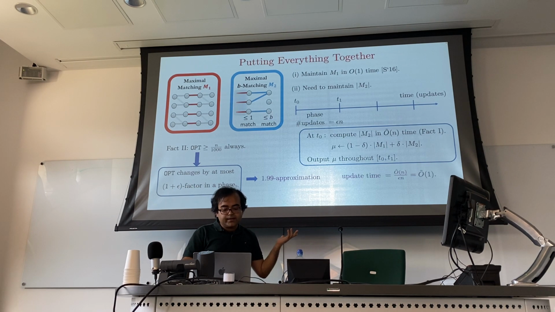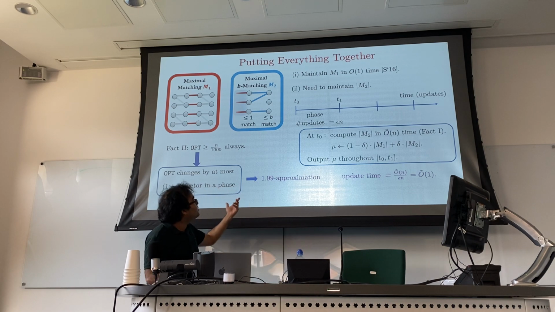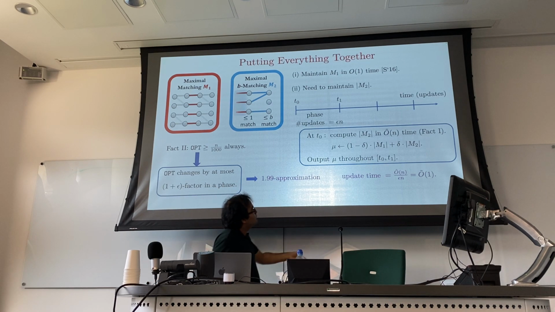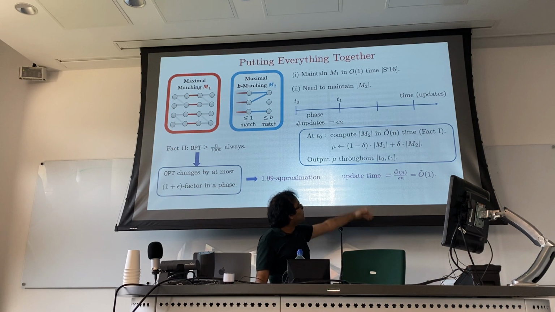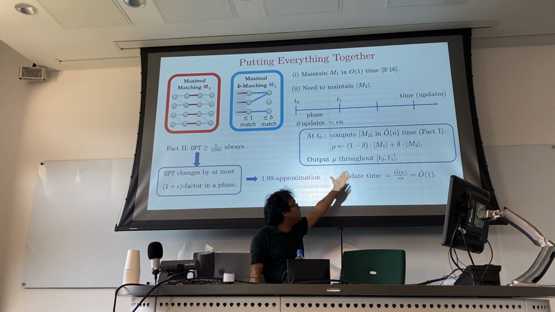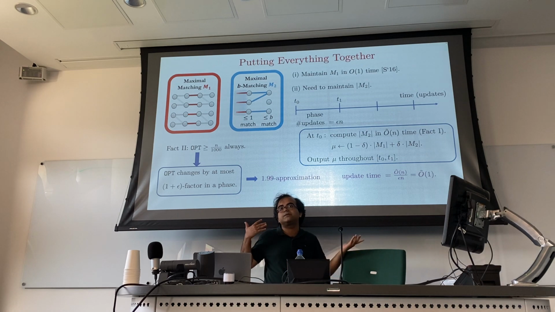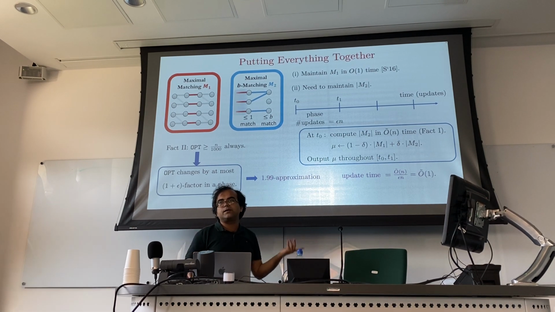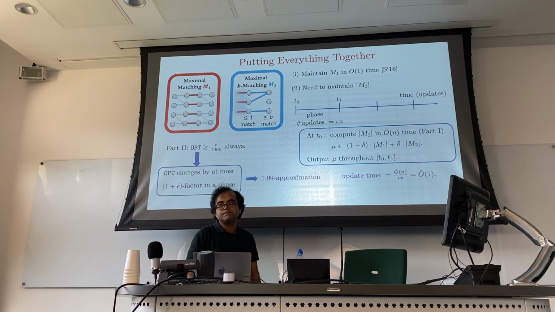And now what is the update time? Okay, M1 we are already maintaining. So what else is going on during the phase? At the start of the phase, we are just computing the size of M2. It takes n polylog n time. The phase lasts for epsilon n updates. So the amortized update time is polylog. And that's it.